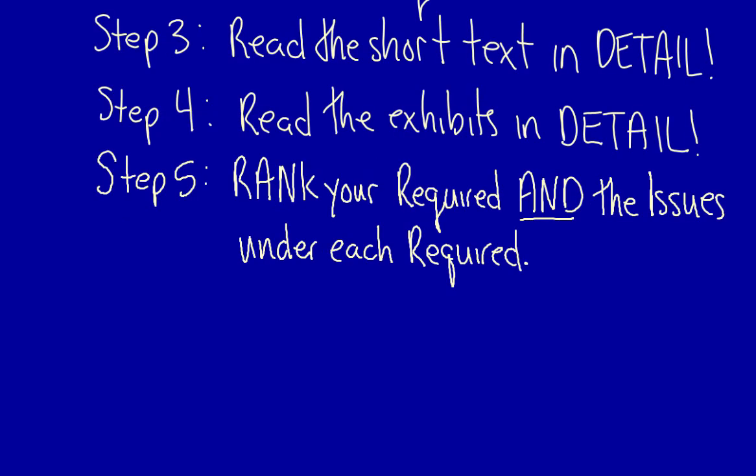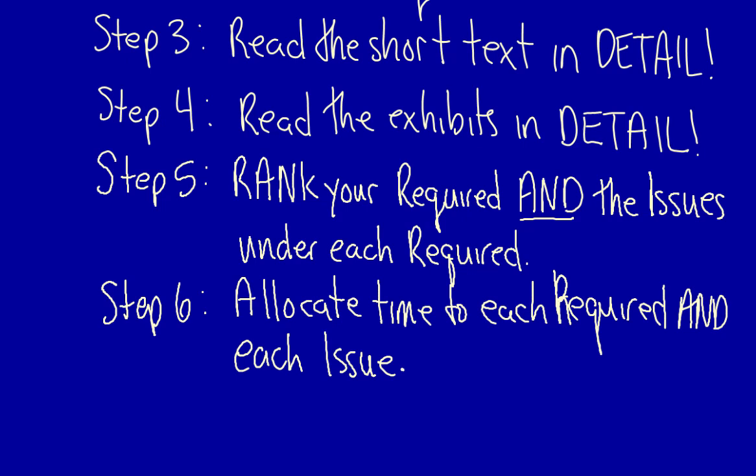Let's move on to step 6. Allocate time to each required and each issue. If there are multiple requireds, then you must allocate time to each of them before you move forward. Then if each required has multiple issues, you'll have to allocate the time that you gave to that required between the individual issues.